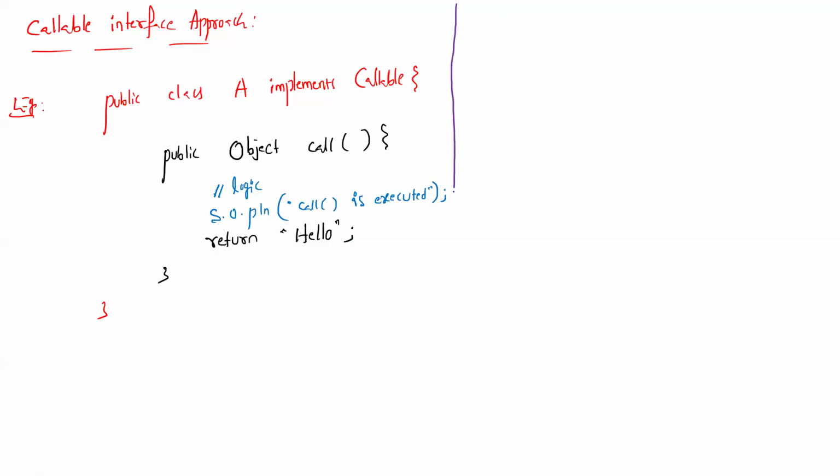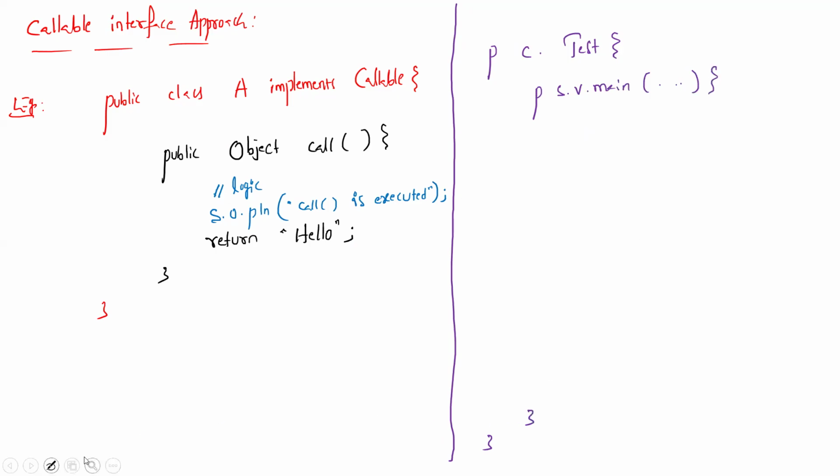Which class is required to start a thread? All of you. Which class is required to start a thread? Thread class, correct? So here, let me take the Test class, public static void main method. Inside this main method, first, an object of this A class, isn't it? There is no change in that. Here also, an object of the A class is required. A a1 equals new A.